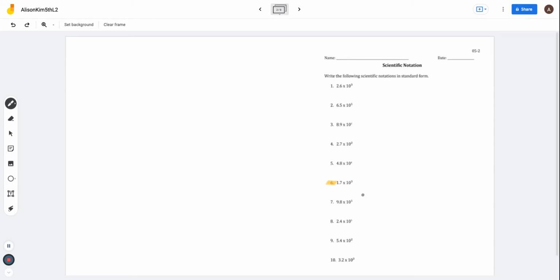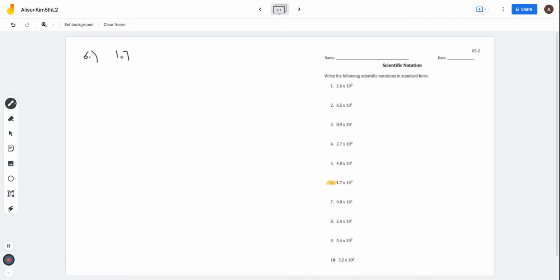As you can see, it says times 10 to a number, which in this case for number 6 is to the third. And it gives us 1.7. So we're going to write down number 6. It gives us 1.7, right? And it has our decimal point here. However, it's to 10 to the third power, right?